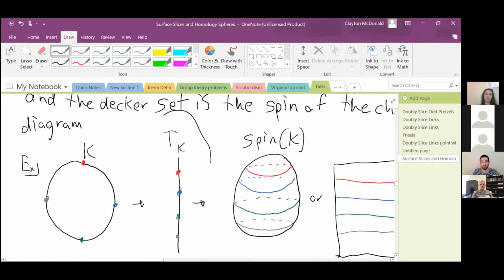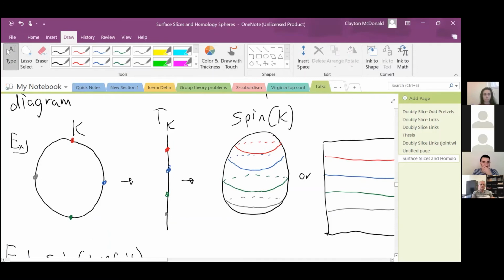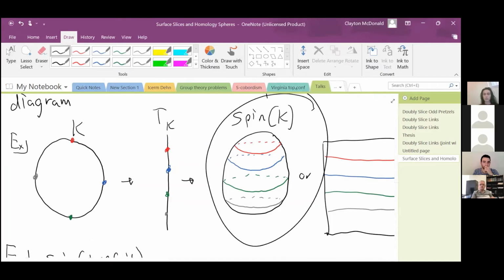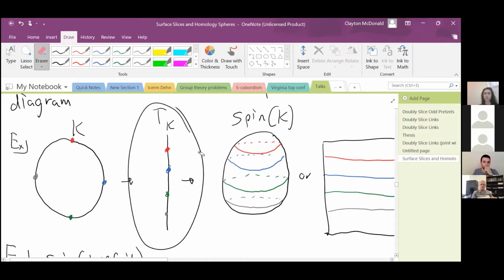So associated to that knot, we'll have T_K, where you can see that the points are in the same order. And then of course we would have the spin of K, which would be something like this, where we get all these kind of concentric circles. If you think about this, this is really the boundary of crossing this with D2.